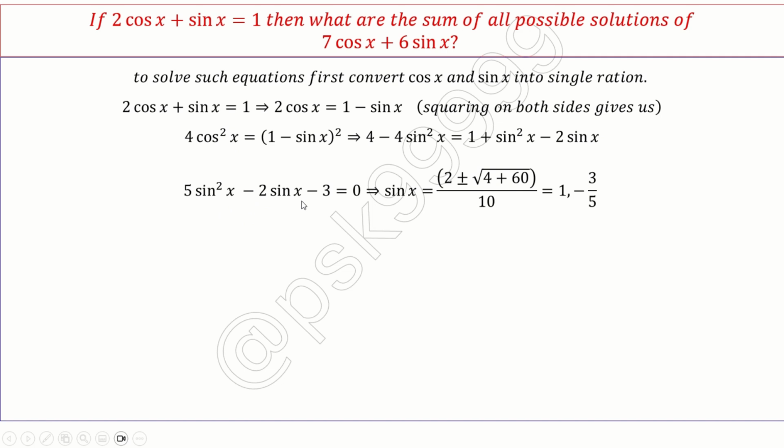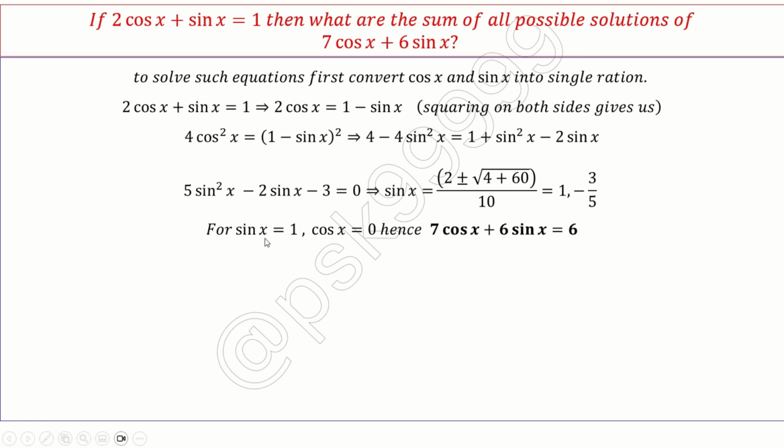5 sin²x − 2 sin x − 3 = 0, which is nothing but sin x equal to, if I apply the quadratic formula, 2 plus or minus square root of 64, that is 8, divided by 10, which is nothing but 1 or −3/5. It looks like both values are valid. For sin x, both are valid.